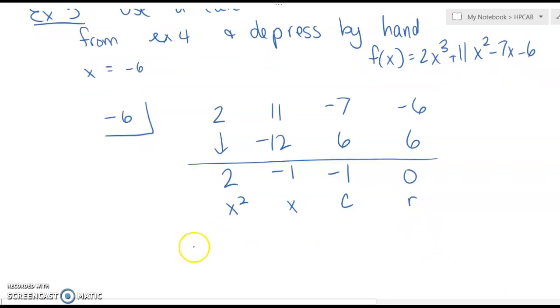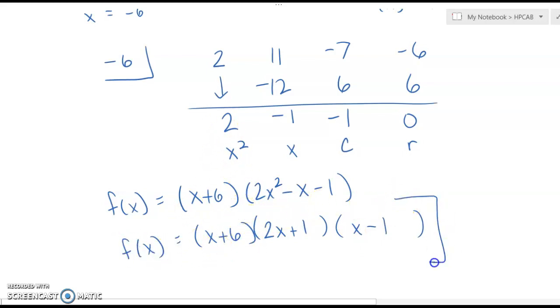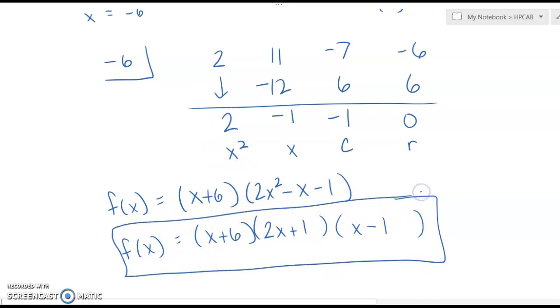So since -6 is a factor, it'll be x plus 6, and then this will be 2x squared minus x minus 1. Now with this one, we're not going to stop here because this does factor further. All right, so you're going to have to remember some of your factoring skills from last year. This will factor. All right, it's going to end up being 2x plus 1 times x minus 1. All right, and you've got x plus 6 here. All right, so it kind of helps you to break it down and then allow you to factor by hand from there. Okay.